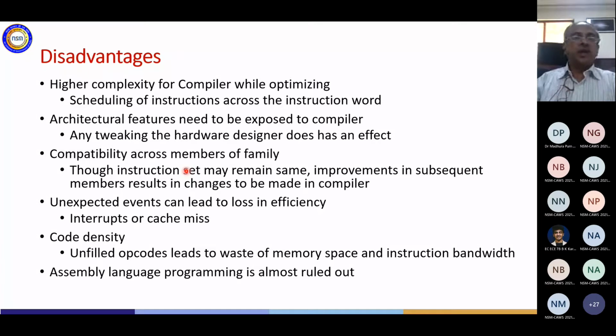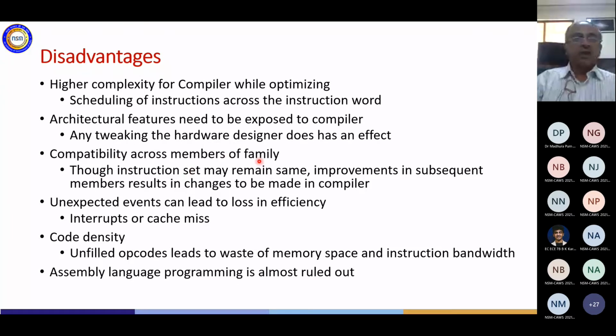Then every architectural feature that you incorporate has to be exposed to the compiler. Otherwise, how will the compiler take advantage of it? So if the hardware designer makes some changes to make it fast, suppose he reduces the clock cycles of the floating point multiply unit, it has to be immediately told to the software, the compiler writer. In the case of superscalar, this is not required. He had the liberty of doing any improvement without the code changing.